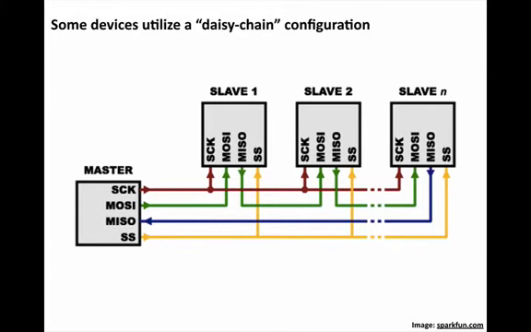Another thing you'll see sometimes are devices that can be daisy-chained together. So here you see the MOSI line goes from the master into the first device, then out into MOSI of the second, out into MOSI of the third, and then MISO comes from the last device all the way back to the master device. I would say this is not nearly as common of a configuration, though.